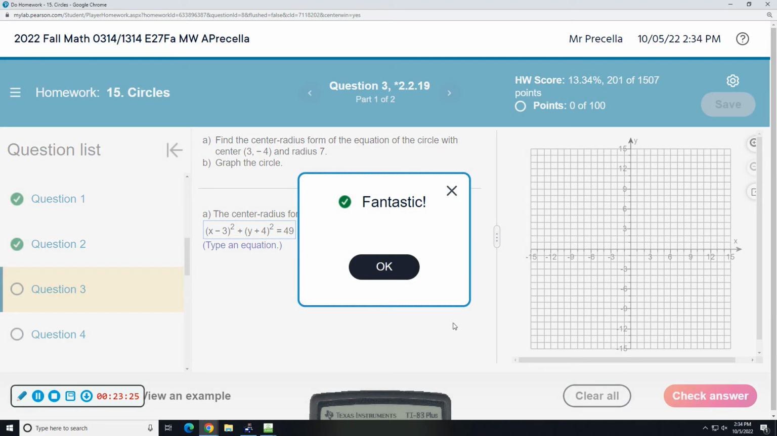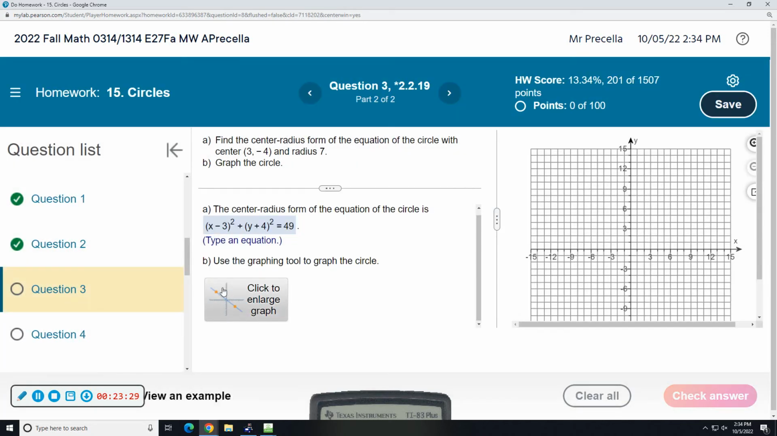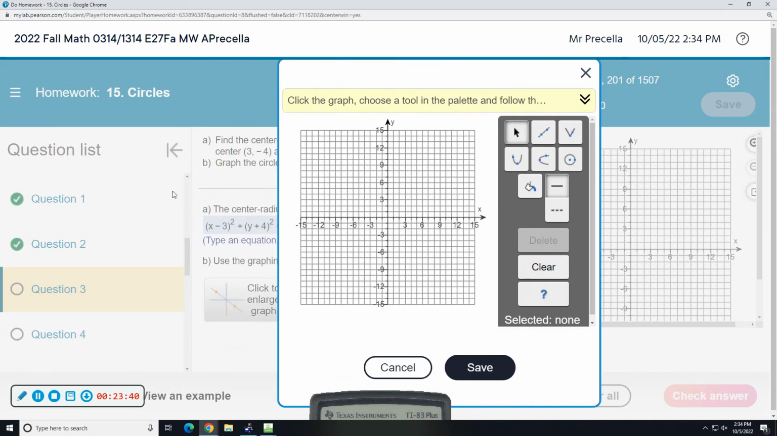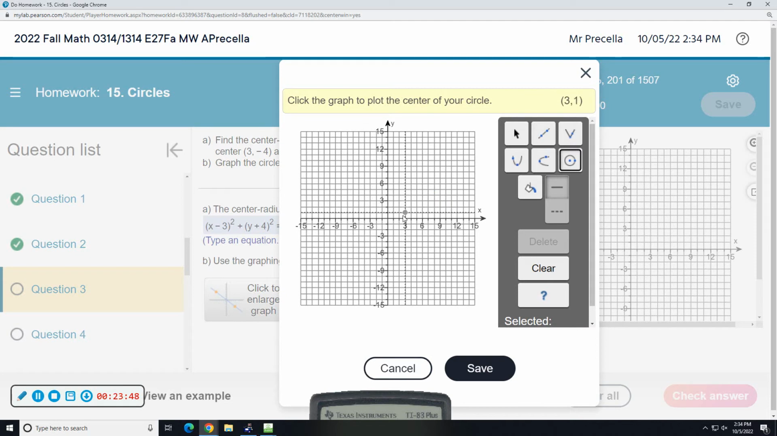Any questions there? So now we got to draw the graph. Notice you're not using the equation to draw the graph. To graph a circle, you're using the information they gave you. They gave you the center was at 3, -4. Click your circle tool. Go to 3, -4. Is that 3, -4?